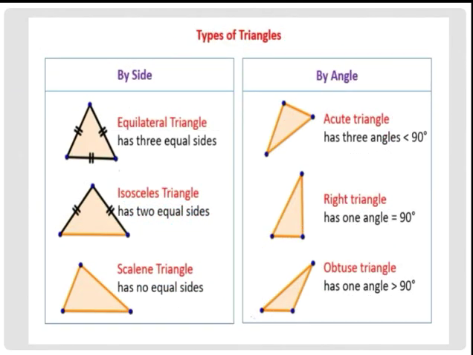So from this we can conclude the types of triangle on the basis of side and angle. On the basis of sides: equilateral triangle means has three equal sides, isosceles triangle means has two equal sides, scalene triangle has no equal sides. And on the basis of angles: acute angle means has three angles less than 90 degree, right angle means one angle equal to 90 degree, obtuse triangle means has one angle greater than 90 degree. So these are the types of triangle on the basis of sides and angles.